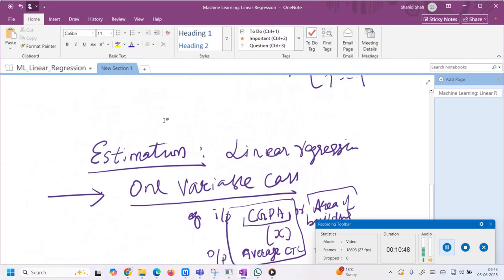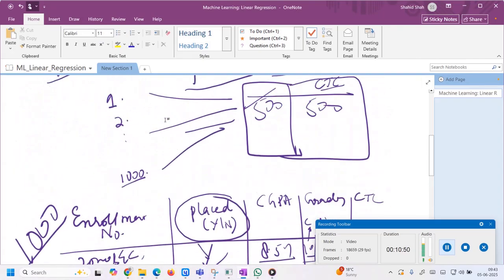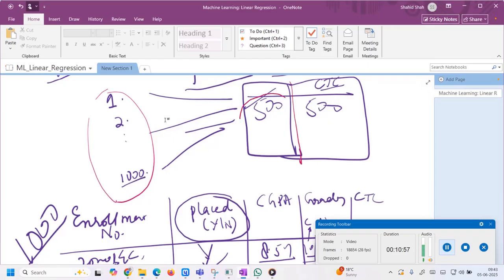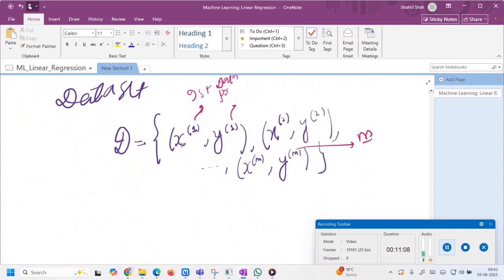For example, if you go back here, I have told that we have 1000 students and we break them into two parts, 500 and 500. And suppose first 500 students data we use for training the algorithm, so this m will be taken as 500. Okay, so in this case it is actually number of training points in the data set, and we will break data set into two parts. So this part is called a training data set.